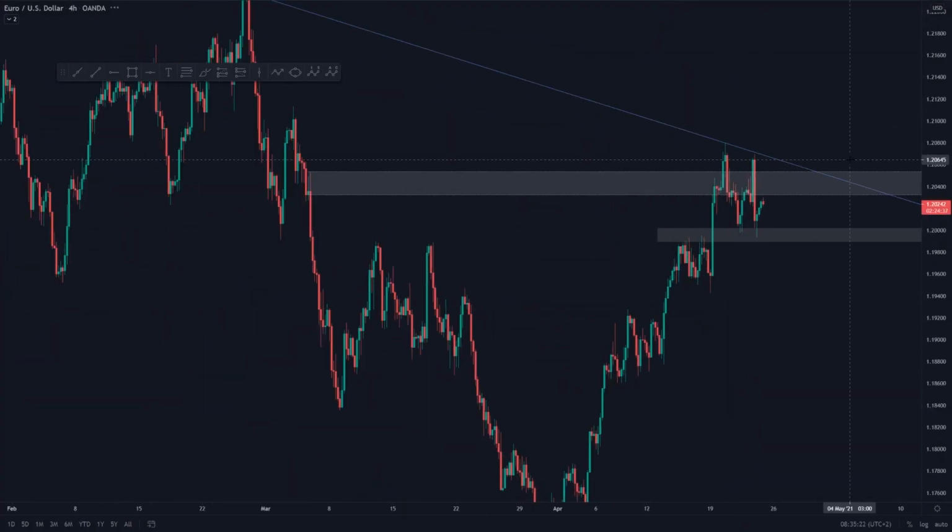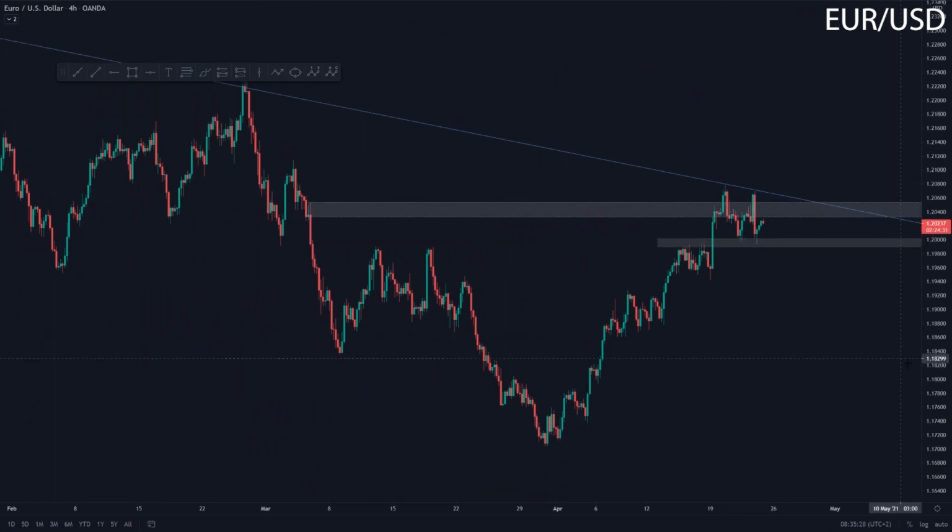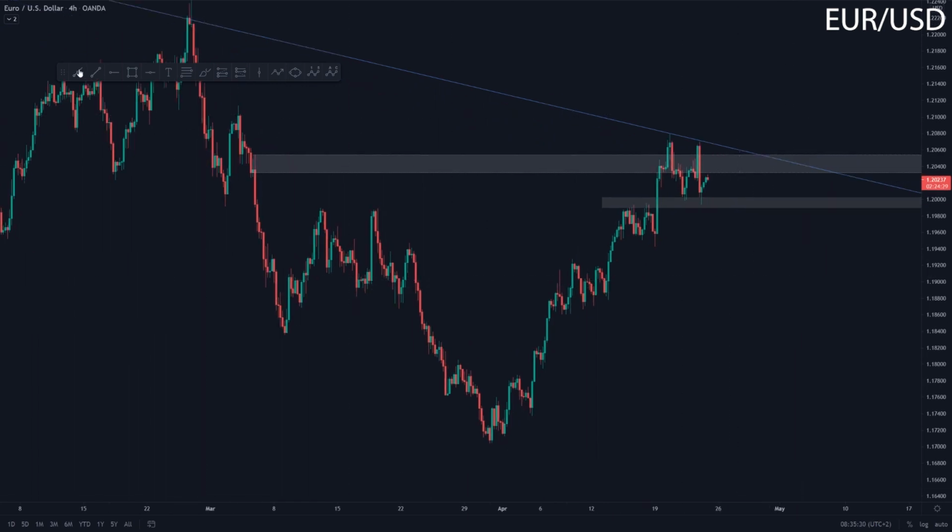And Euro dollar is also pretty interesting, mainly due to the fact that we are currently seeing a double top forming on the 4-hour. All that is in the way of Euro dollar dropping further is this area of support that we have over here. Also, as we can see, we nearly broke this ascending trend line. However, it is still being respected alongside support.